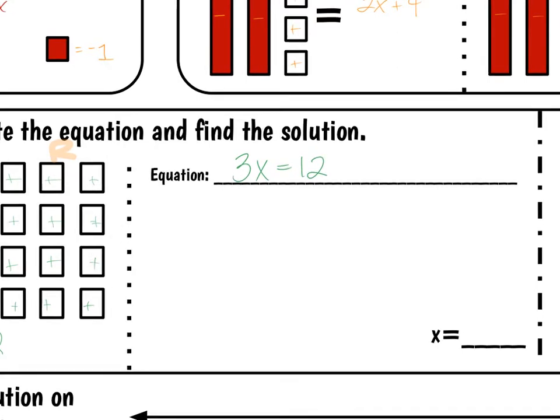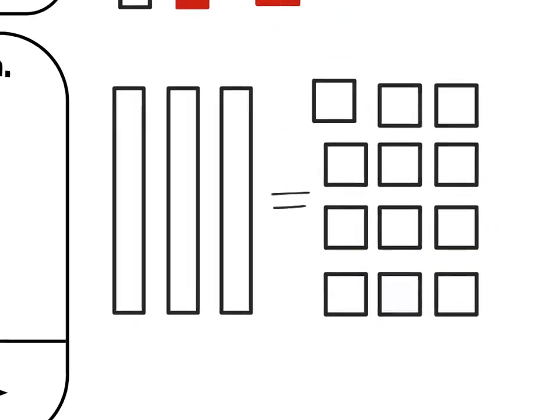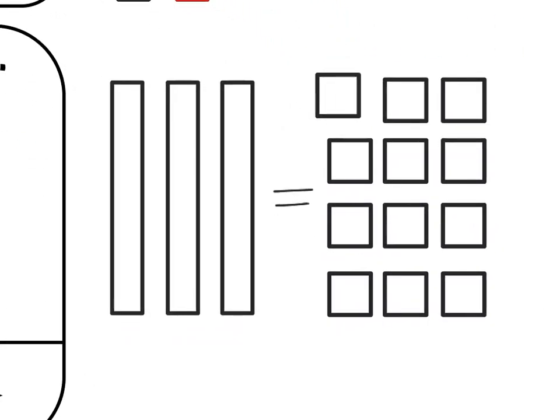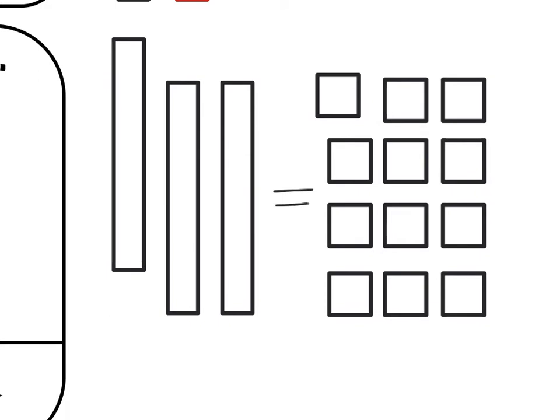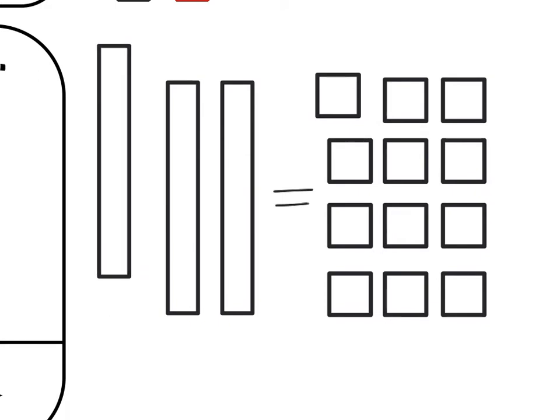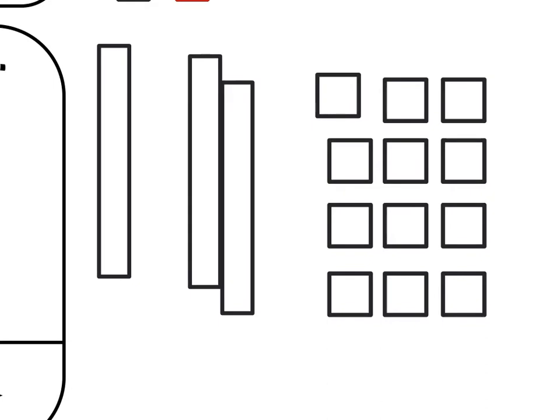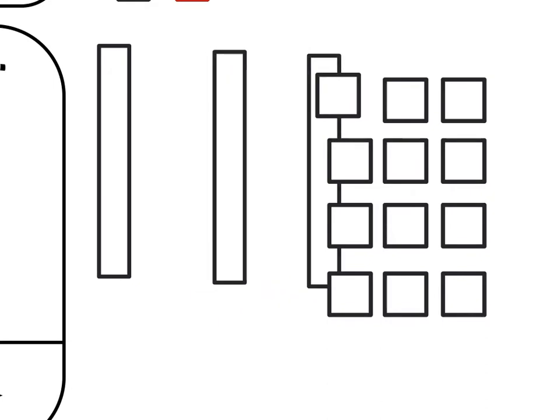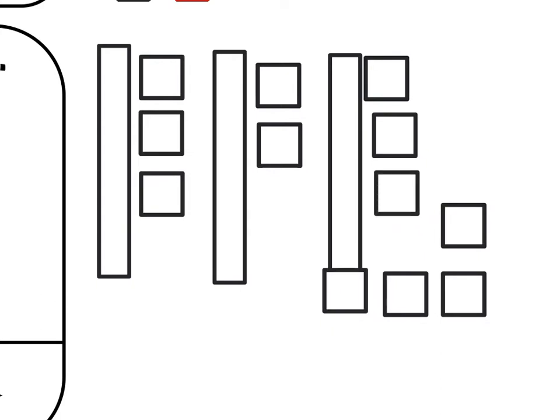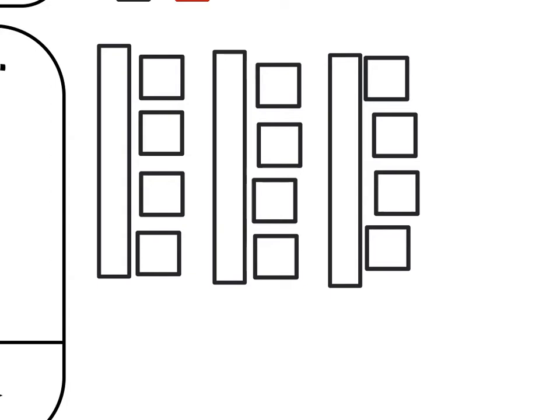Now, using your algebra tiles, this is how you would show your solution. So I have my model right here. I have my 3x's and I have my 12 units. So what you're going to do is you're going to see how many units would be set for your x's. So I'm going to get rid of my equal sign, and I am going to move my algebra tiles around and distribute the units to each of these bars to see how many would be at each x to figure out what 1x is equal to. So the goal when we are doing equations is to figure out what 1x is equal to.